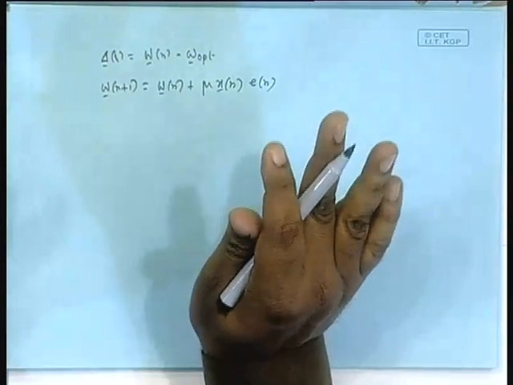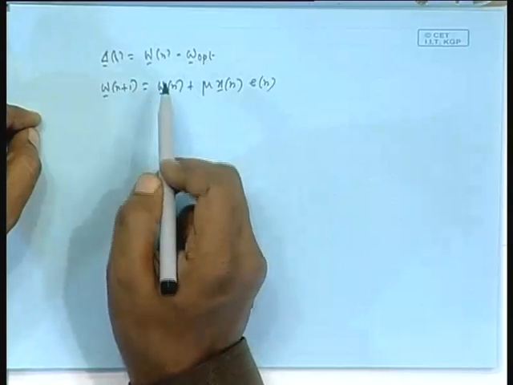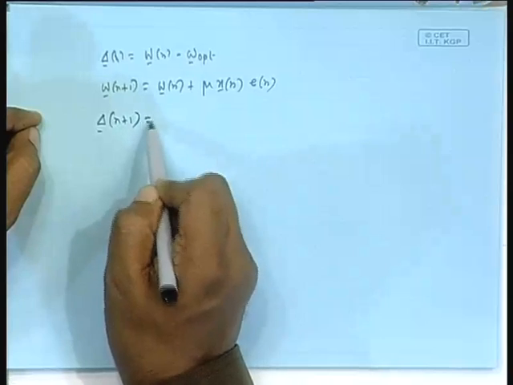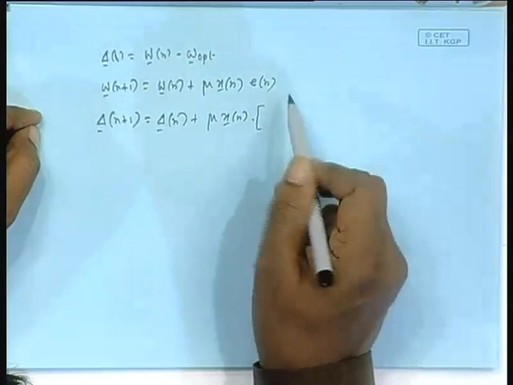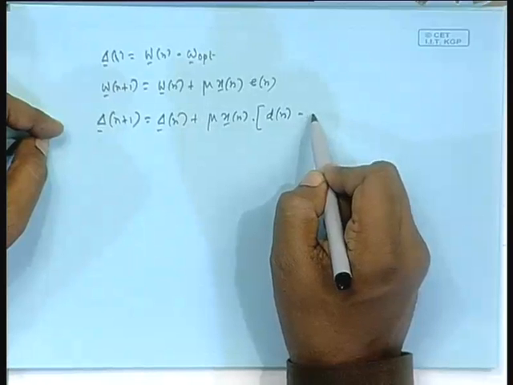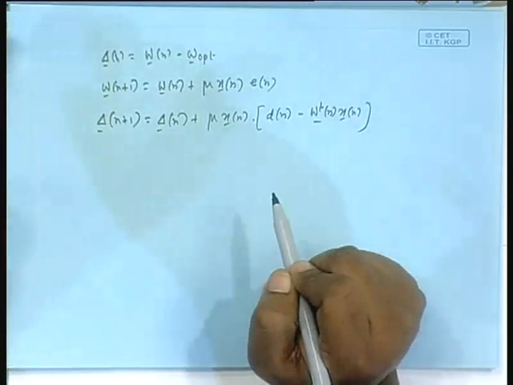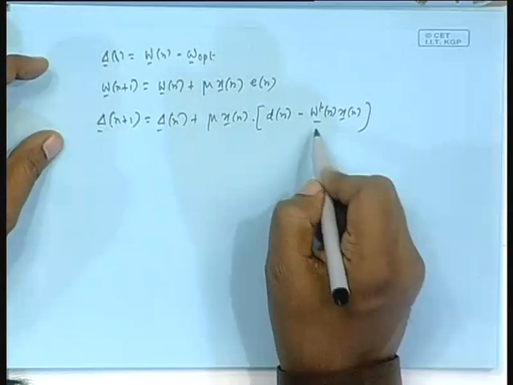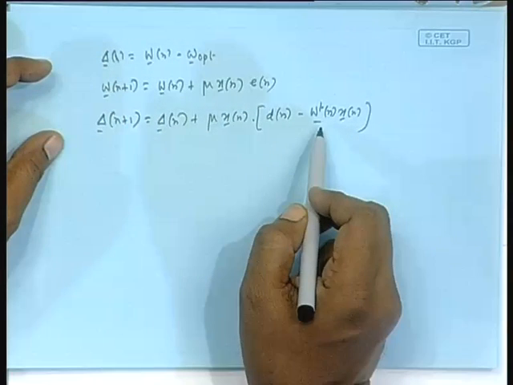I am dealing with the purely real valued case. Extension to complex cases exists, but that is much more complicated, no point. So, if you subtract W opt from both sides, you will obviously get delta n plus 1 as delta n plus mu x n E n, and E n is d n minus W transpose n x n. This part is common, we have done this analysis. In this, you replace W n as W opt plus delta.